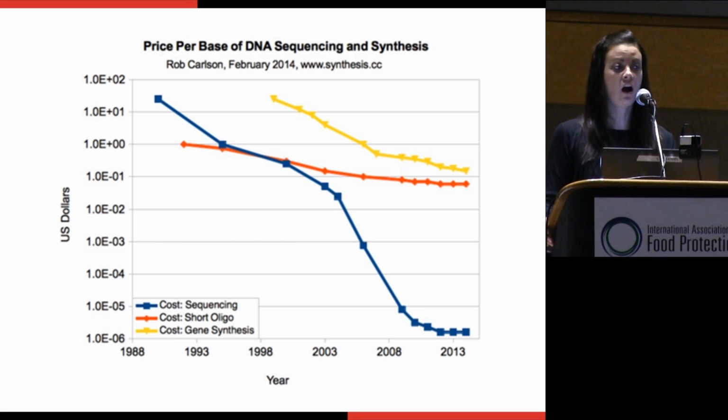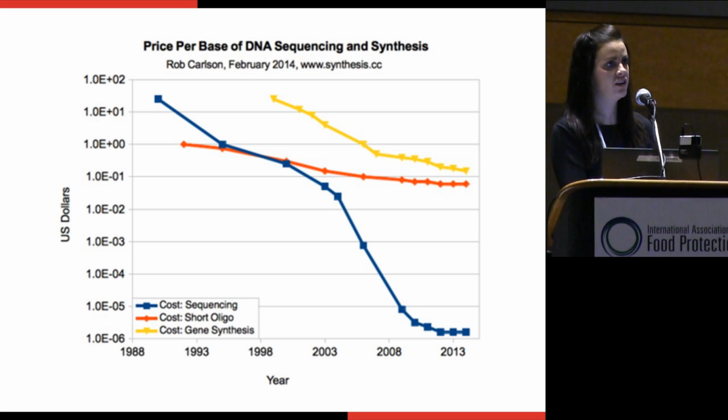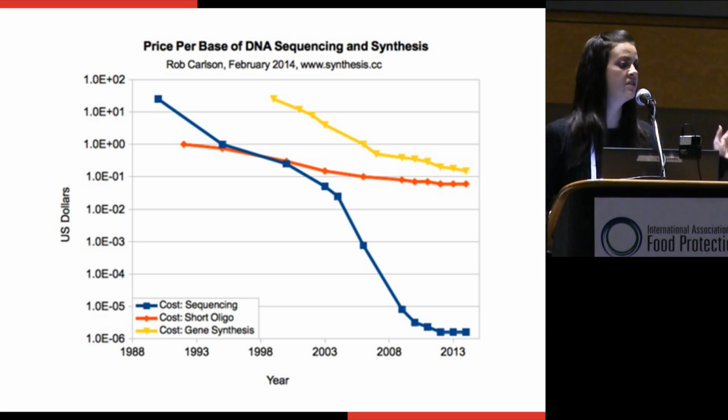So in terms of the cost of DNA sequencing, you can see here that from the late 1980s to the early 2000s the cost of Sanger sequencing was substantially reduced. But when we introduced next generation sequencing technologies around 2005 or 2006, you see a very steep decline in the actual cost of sequencing.